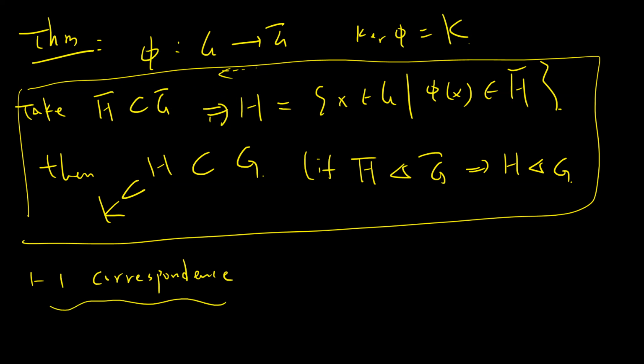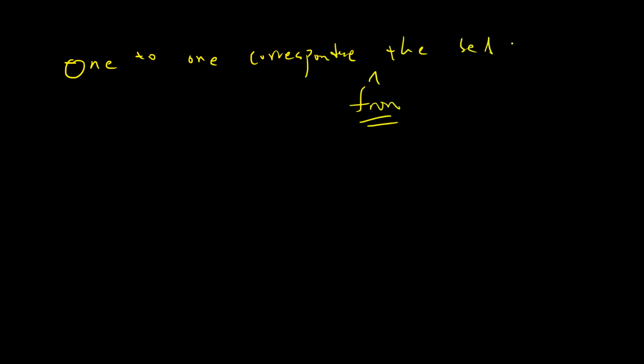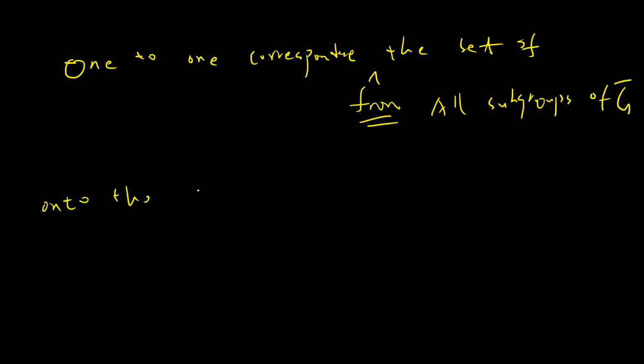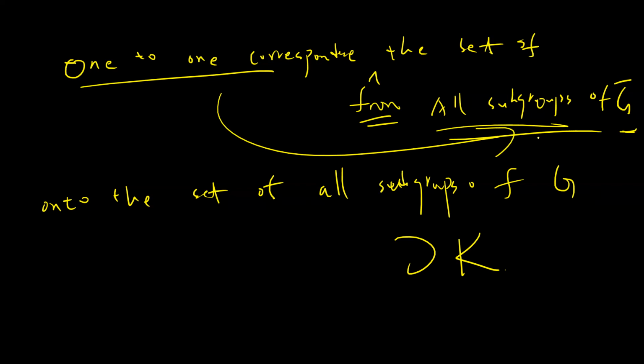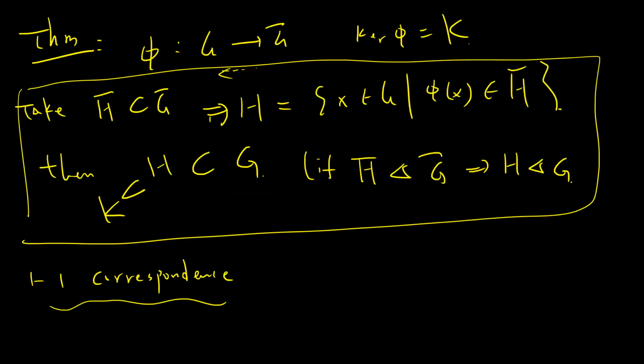Or basically, I can state it in one sentence: there is a one-to-one correspondence from the set of all subgroups of G bar onto the set of all subgroups of G containing K. So any subgroup of G containing K will correspond one-to-one to the subgroups of G bar by relating through this phi. So this is the correspondence theorem.